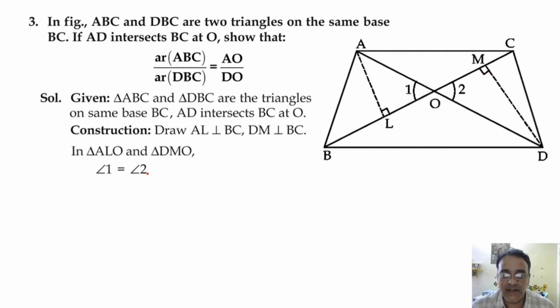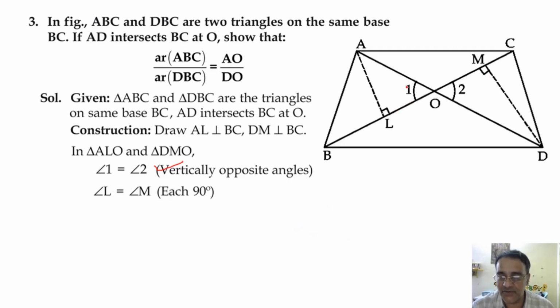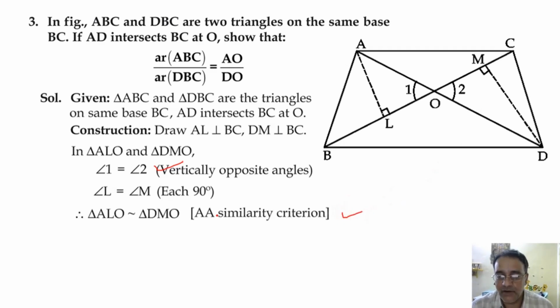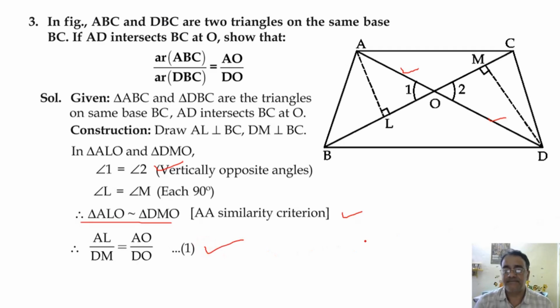So in these two triangles, angle 1 is equal to angle 2, vertically opposite angles, and these two angles are equal because each is 90 degrees. So these two triangles are similar. By which criteria? AA similarity criteria. Now if these two triangles are similar, their corresponding sides are in the same ratio. Right, the ratio of the corresponding sides are equal. So AO upon OD, listen carefully, AO upon OD is equal to AL upon DM. Let it be equation number 1.